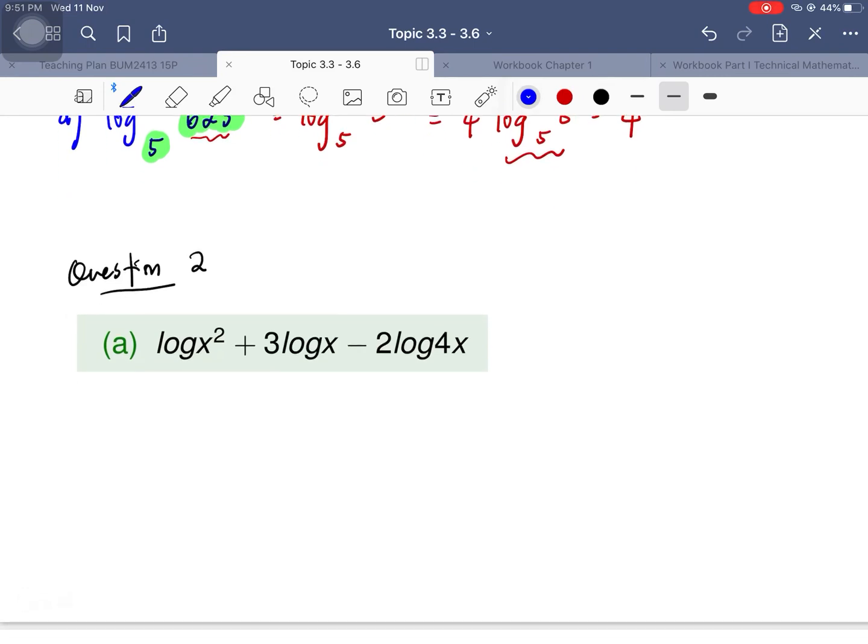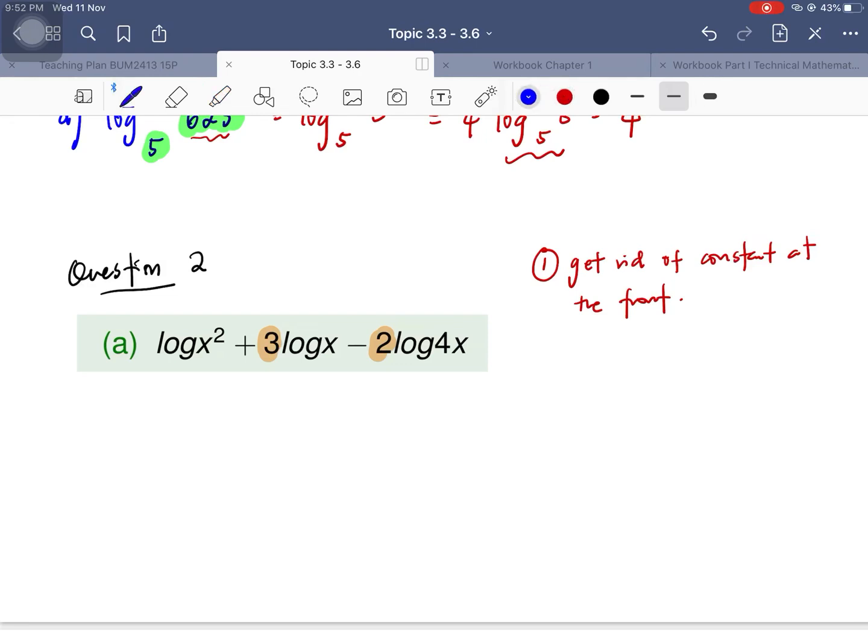First of all, let me give you tips before you start simplifying them. Step number 1 is get rid of the constant at the front. What do I mean by constant at the front? I'm referring to this thing over here. I have a 3 in front of the log x, and I have 2 in front of the log of 4x. How am I supposed to get rid of that?